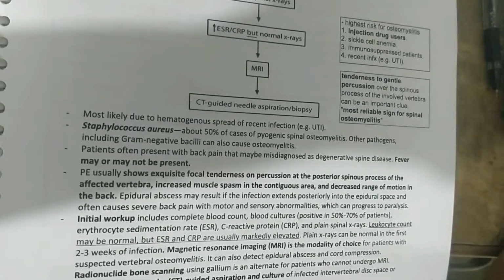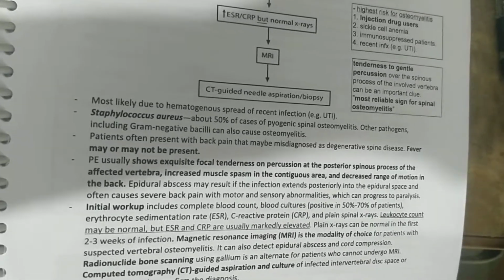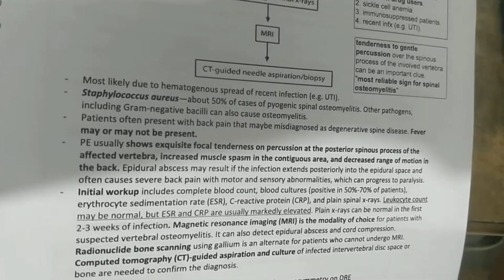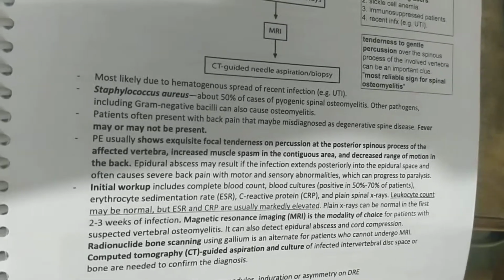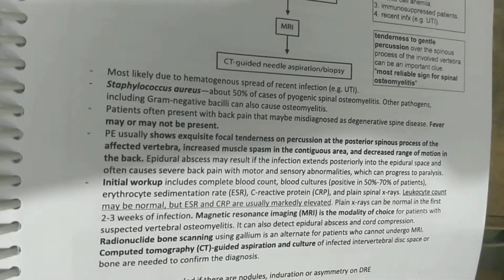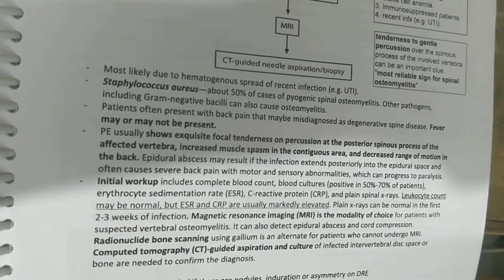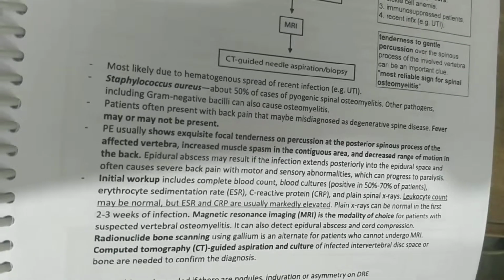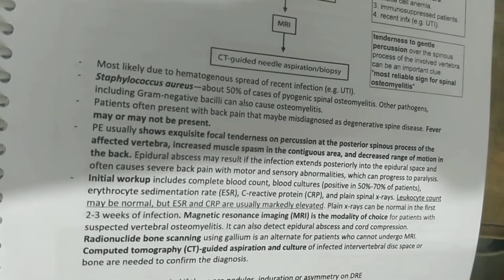In initial workup we already did this, blood CBC, blood culture, ESR, CRP, and plain X-ray, and leukocyte count may be normal, but ESR and CRP are usually markedly elevated. In vertebral, remember, fever can be absent, leukocytosis can be absent, but ESR and CRP are elevated. Plain X-ray can be normal in the first 2 to 3 weeks, so MRI is the modality of choice in patients with suspected vertebral osteomyelitis. And it can also diagnose the complications like epidural abscess and cord compression.